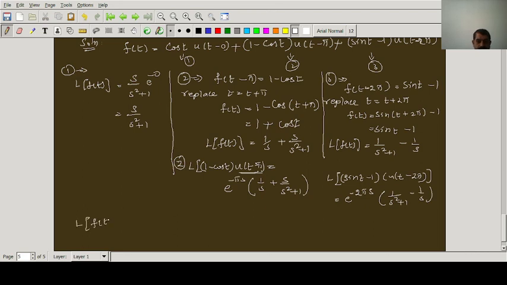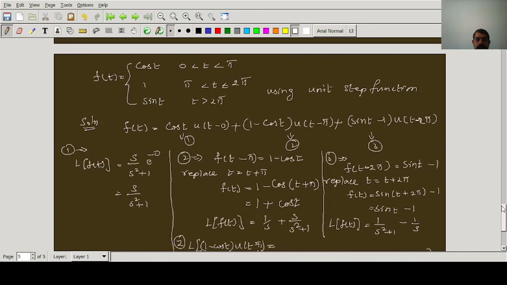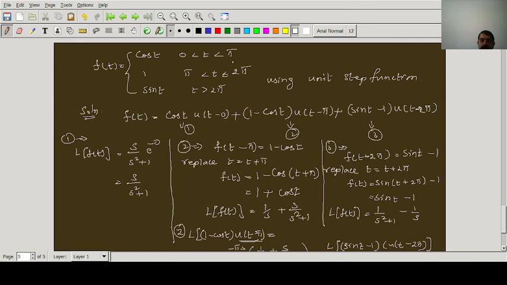Laplace of f of t is s by s square plus 1, plus e power minus pi s into (1 by s plus s by s square plus 1), plus e power minus 2 pi s into (1 by s square plus 1 minus 1 by s). So this is the answer for the given question. Cos t in the interval 0 to pi, 1 for the interval pi to 2 pi, sin t for t greater than 2 pi.